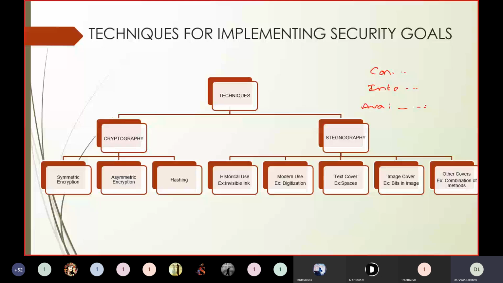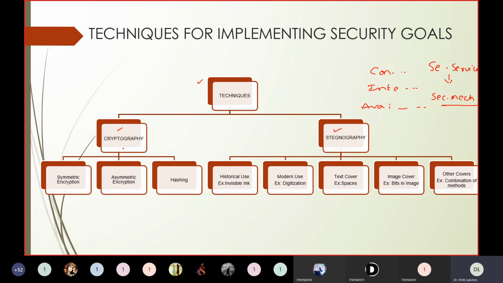All the security goals and security services. Security services are implemented with the help of security mechanisms. Okay. What are the techniques to implement these mechanisms? Here we are going to discuss those techniques. The techniques are basically divided into 2 types: cryptography, which we have learned in this semester, and the other technique is steganography. So cryptography and steganography are the 2 techniques in the implementation of our security goals.